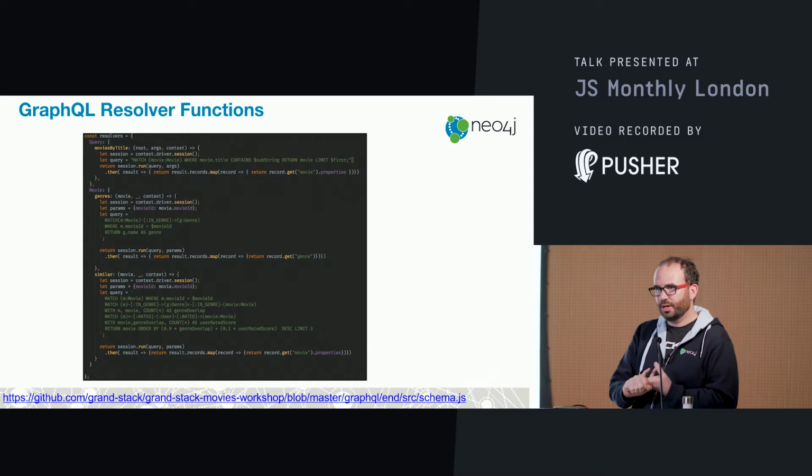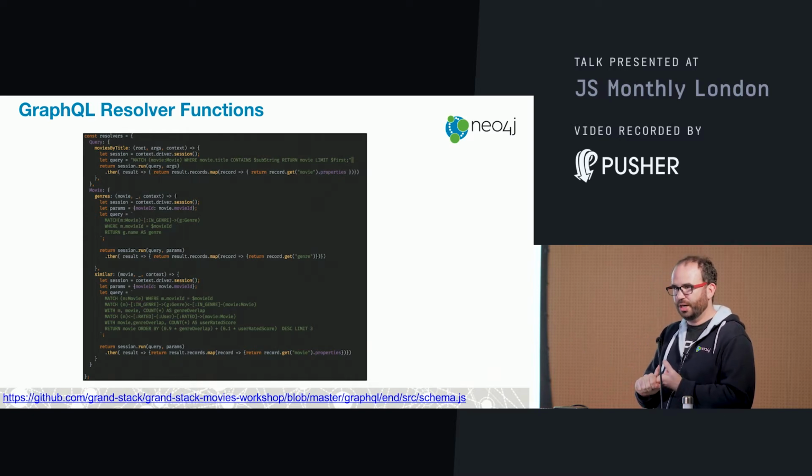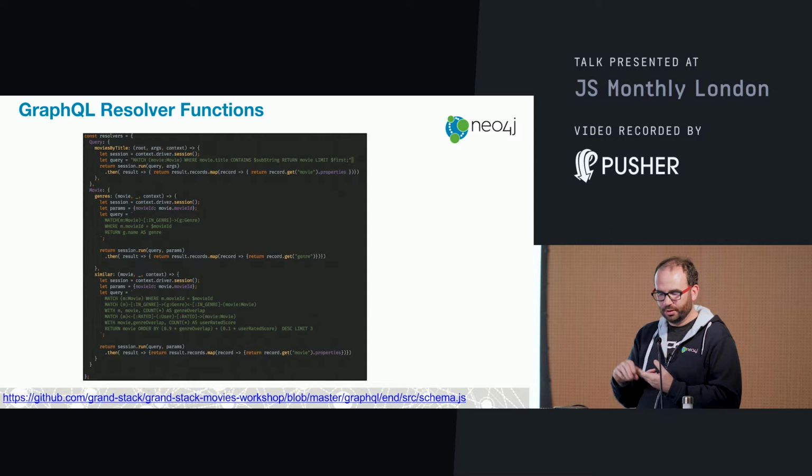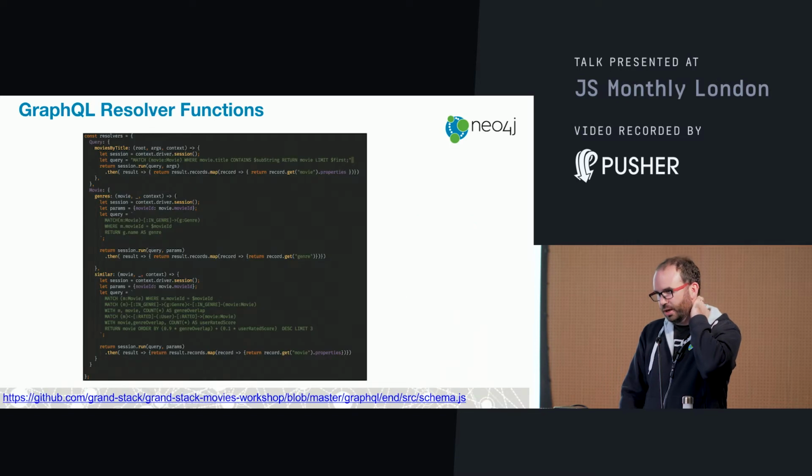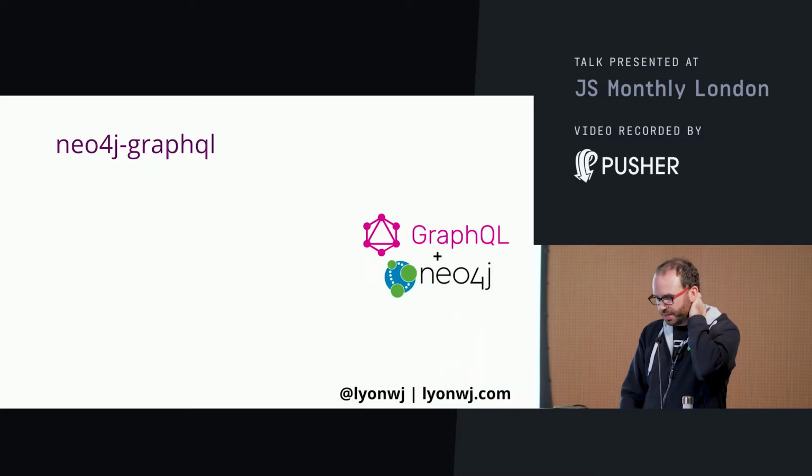If we end up with a non-trivial GraphQL query, we end up with lots of these different queries that are multiple round trips to the database. So we end up having to batch these for performance, and this is typical for really any GraphQL implementation.